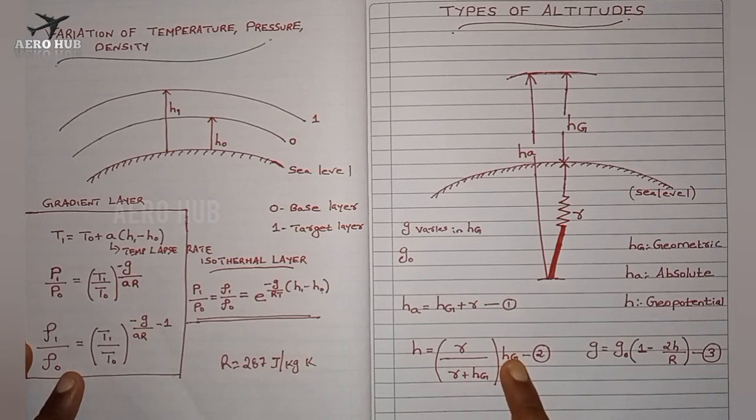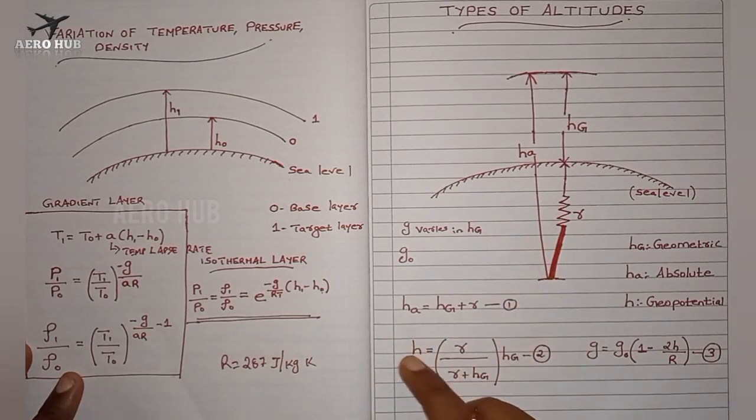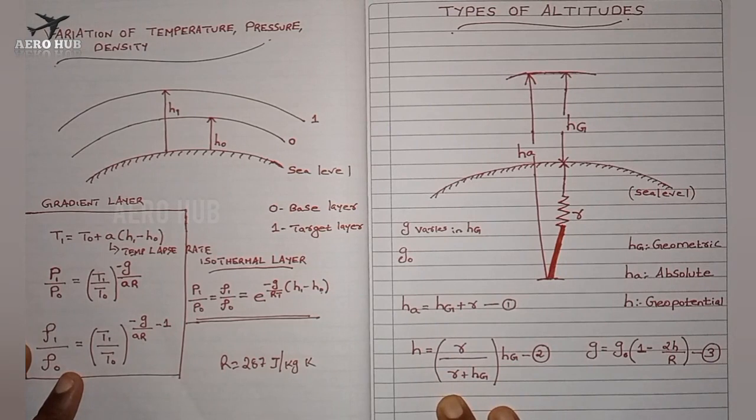I have already discussed these types of altitude in an extensive lecture in flight mechanics, and I'll be providing the link in the description box, so you can check that out. I am not going to derive this equation here. You can directly write the equation: h is equal to r by r plus hg into hg, where r is the radius of the earth and hg is the geometric altitude. This is the final equation to find the value of geopotential altitude.